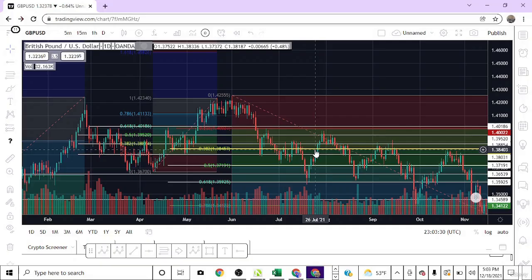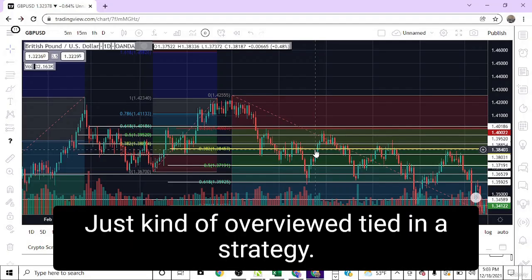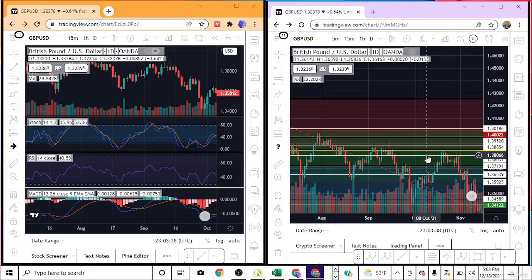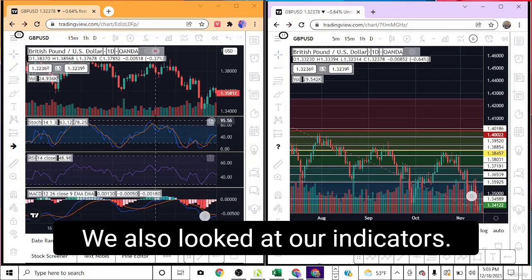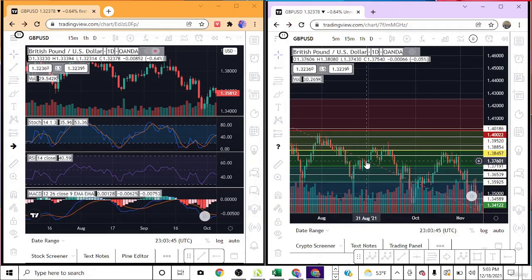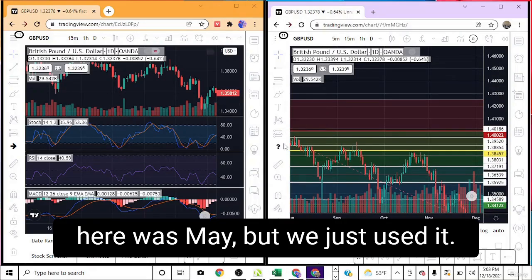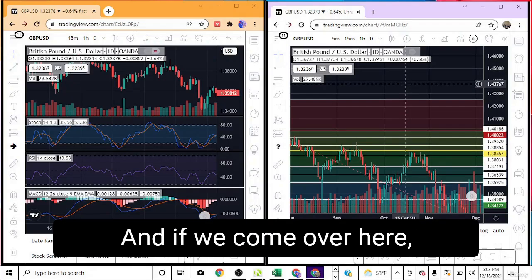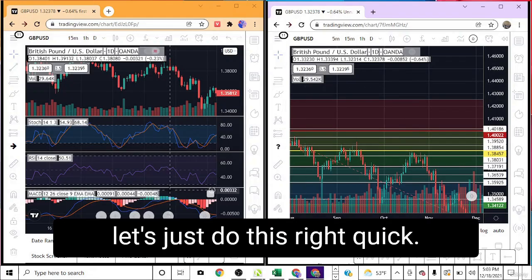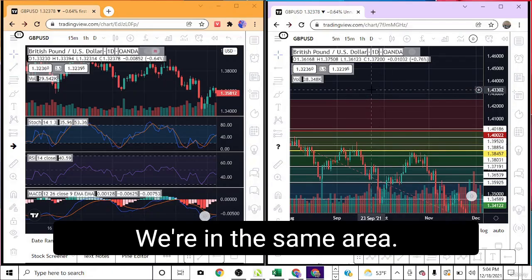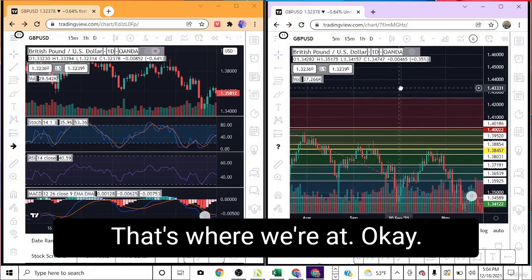So, okay, I hope that we just overviewed and tied in a strategy. We also looked at our indicators, and again, the indicator we looked at over here was May, but we just used it. And if we come over here, let's just do this right quick. Right now we're in October. Well, okay, we're in the same area. October, November, that's where we're at.